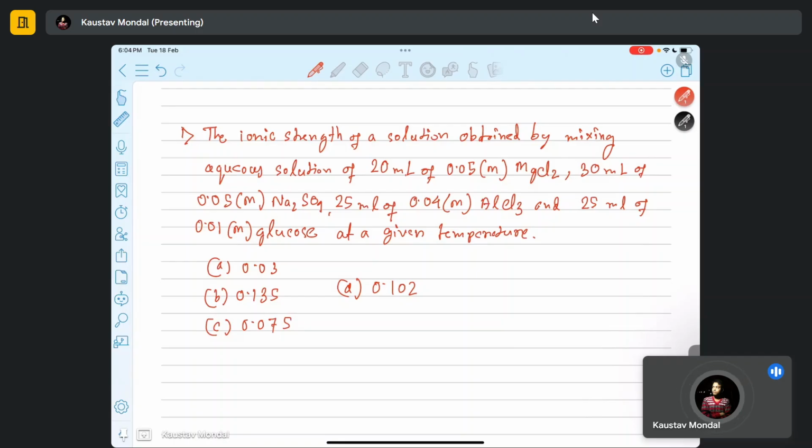Okay, so this is another question. The ionic strength. So these are the four solutions of different molality and different volumes. When these four solutions are mixed with each other, then in the final solution you have to calculate the ionic strength, at a given temperature. So these are the four options given.